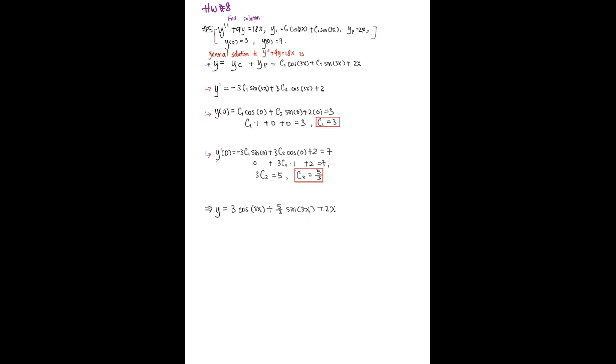Then I plug c1 and c2 back into the general solution to y double prime plus 9y equals 18x. And finally I got y equals 3 cosine 3x plus 5 over 3 sine 3x plus 2x. Great.